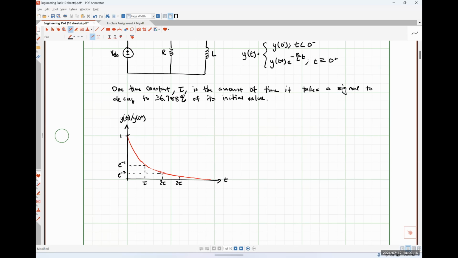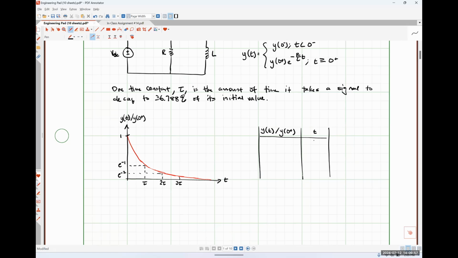I'm going to run out of room on the graph here because my vertical scale is about to just start getting squished. So I'm going to make a table over here on the right. Okay. So we're going to have y of t over y at 0 plus in one column, and then the number of time constants in the second column, like so. I probably should have put this the other way around, but it will be okay.